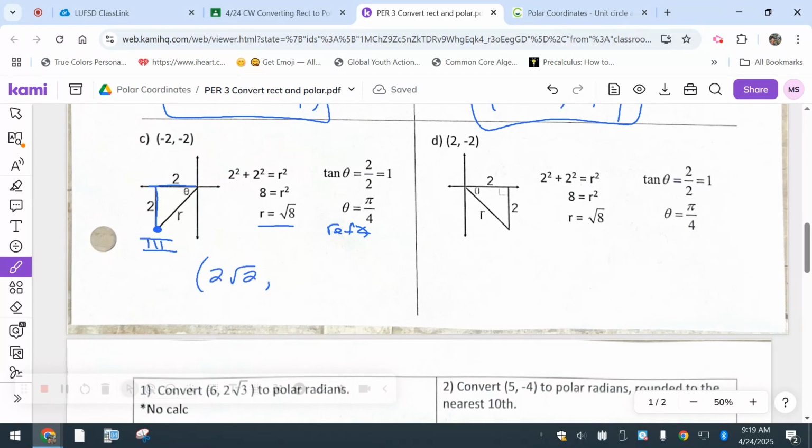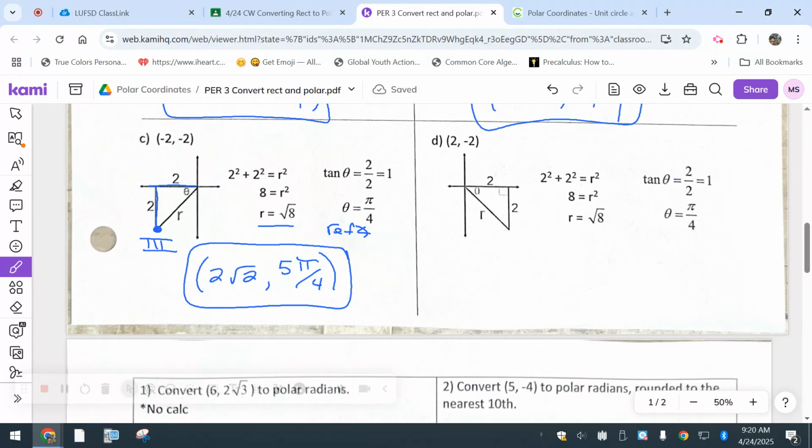What do you think that guy's going to be? 5 pi over 4, right? You're going to go one more than the denominator. Are you guys doing okay? Okay. So you see how we're kind of just going around practicing that angle again.